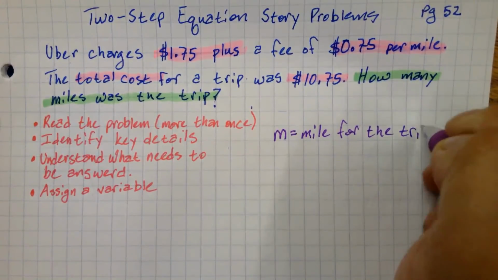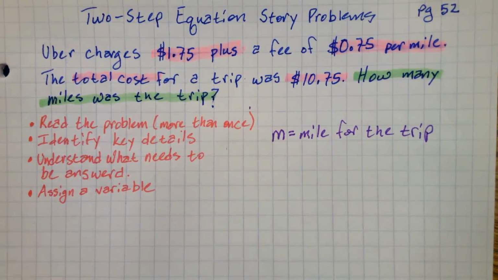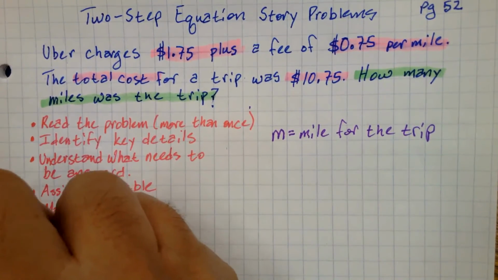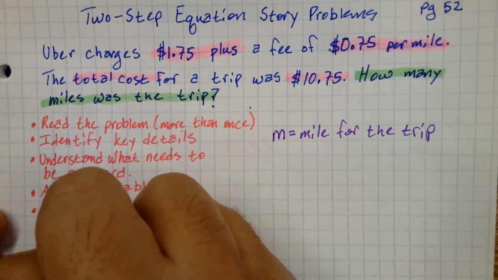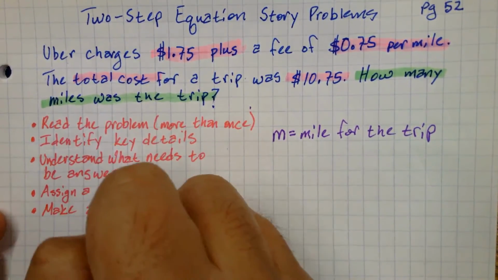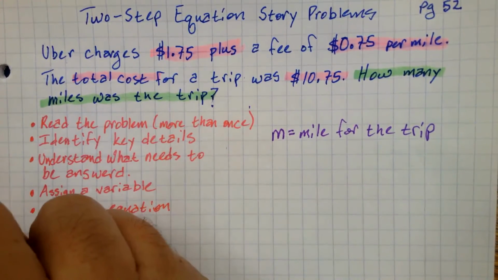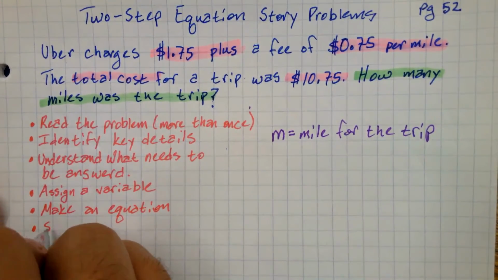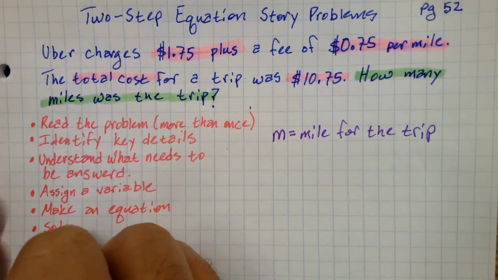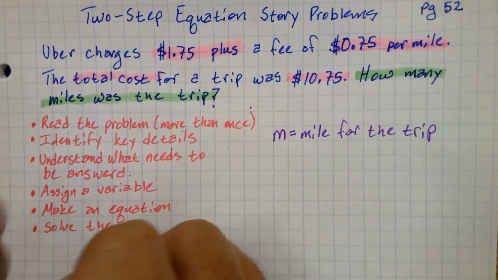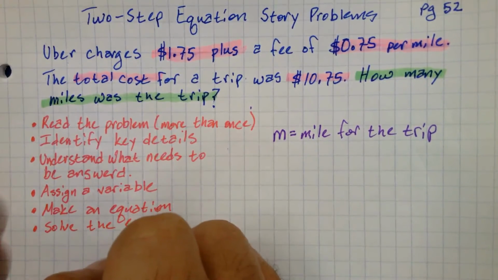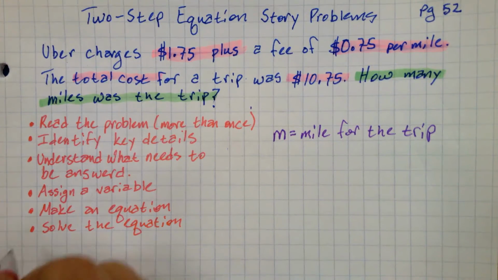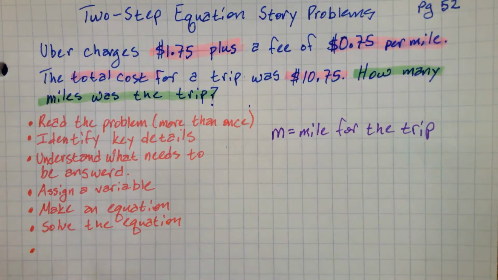Now we make the equation. Let's write that down over here. Make an equation. And finally, if we have an equation, what are we going to do with it? Solve it, yeah. And then usually that leads to our answer. So then just state the answer.